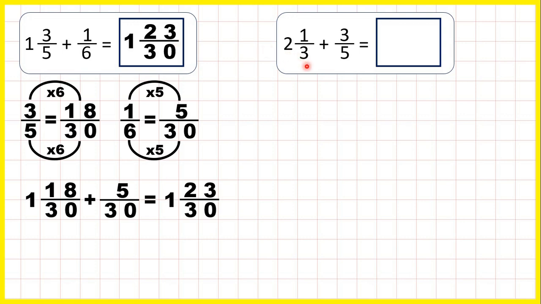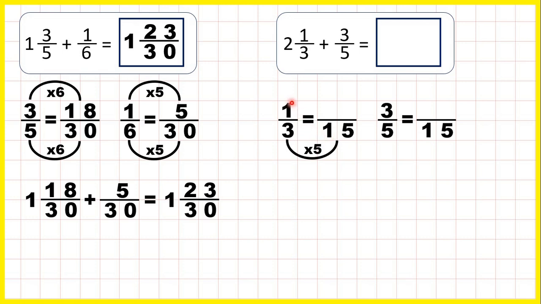Now 2 and 1/3 plus 3/5. We need the denominators to be the same, and 15 is in both the 3 and the 5 times table, so we can find equivalent fractions to 1/3 and 3/5, which have a denominator of 15.